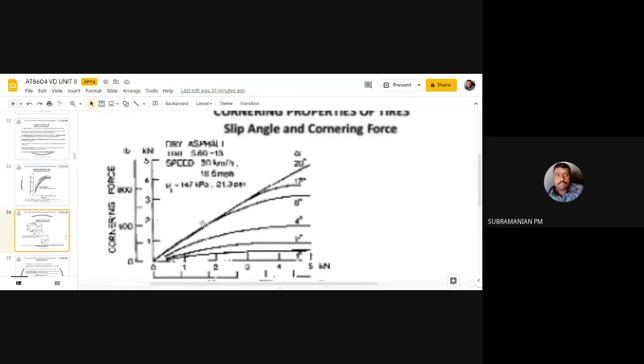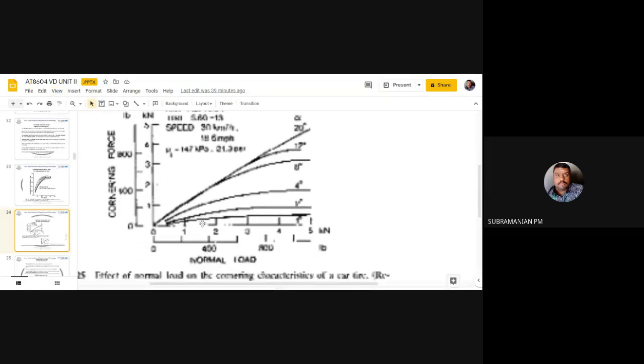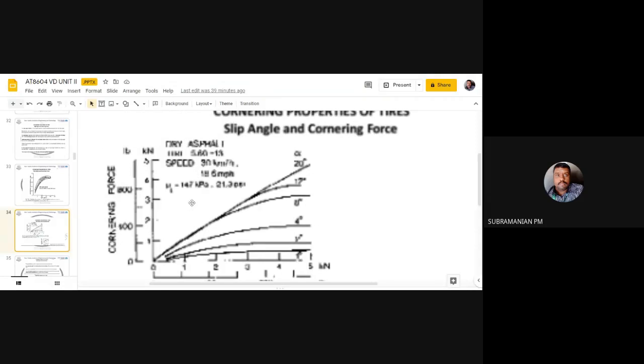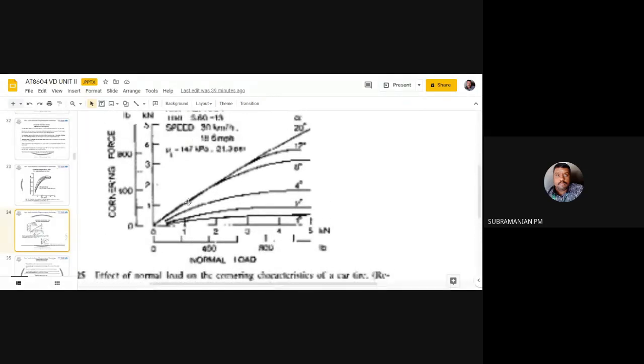I think now it will be more visible. For the exam, you do not need to draw the curve, just understand what is going to happen. It is in this characteristic. Now, what I am going to explain, I am plotting a curve, cornering force versus normal load.